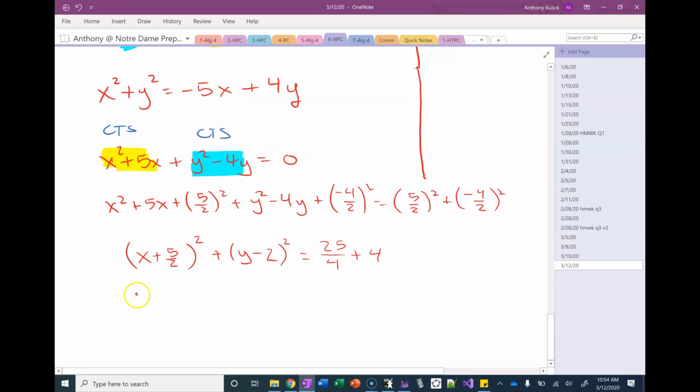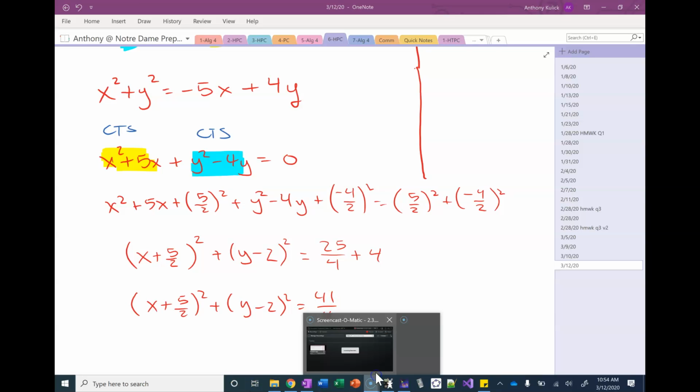If I make a common denominator and add the right-hand side, I get 41/4. So the circle I'm looking at has center -2.5, comma, 2, and its radius is somewhere between 3 and 4, right? 41/4 is almost 10. The square root of 10 is a little more than 3.